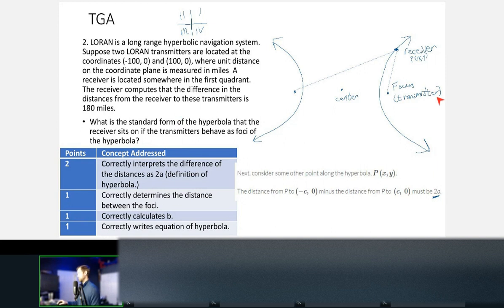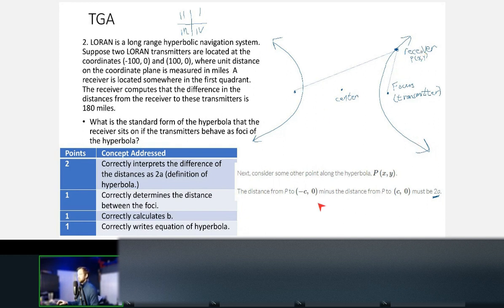Label stuff. I'm giving you a really big push here by putting the foci. These are the transmitters. And then it does tell us that a receiver is located in quadrant 1, and the receiver is on the hyperbola. So we'll call this receiver like some satellite in space or something, I don't know, that lies on this line here, this curve.